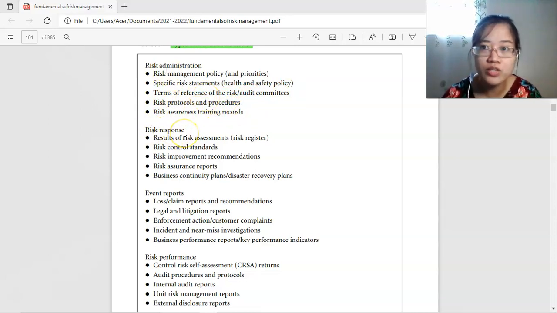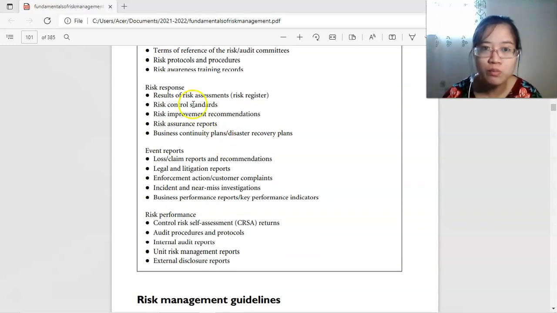Tapos yung second, we have the risk response. After identifying the different types of risk, ano yung suggested procedures or suggested treatment for them. So, syempre, before you create yung response, you have to assess muna yung risk. And yung assessment ng risk, nakalagay siya sa risk register. Then, you have your risk control standards. Yun nga, parang yung mga suggested ways on dealing with the risk. Tapos, you have your risk improvement recommendations. Depending on the performance or the result of those controls, can create recommended improvements. And then you have your risk assurance reports, business continuity plans, or disaster recovery plans.